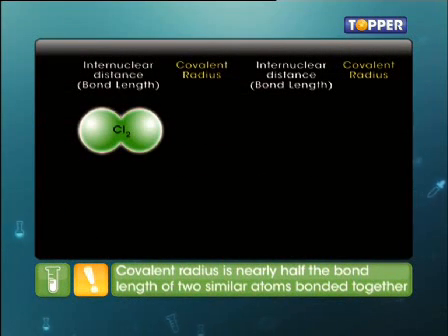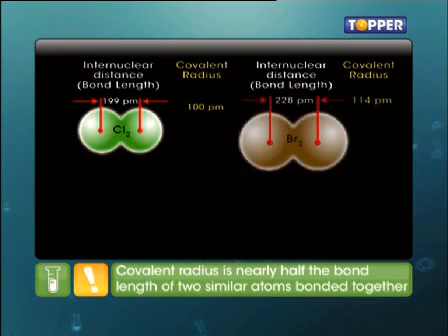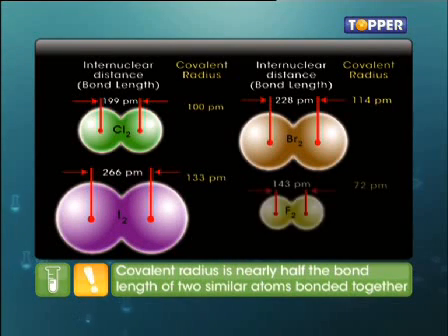It's often said that there are no boundaries in friendship. Your best friend may be your classmate or somebody much older. Likewise, there can be a bond between similar or dissimilar atoms. Let's first take a look at a bond between two similar atoms, as in the case of a chlorine molecule. Here, the chlorine molecule's covalent radius is 100 picometer and its bond length is 199 picometer. Take a look at the covalent radii of other halogens. As you can see, the covalent radius is nearly half the bond length of two similar atoms bonded together.